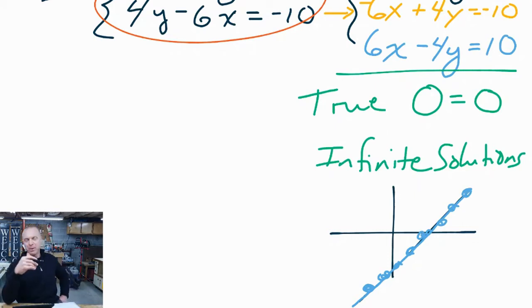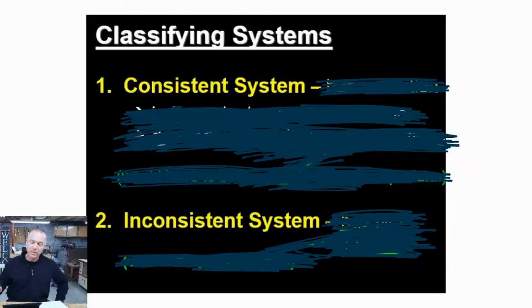I'll tell you, the last two problems we did were kind of special, and they bring up what's known as a classification system for systems. Now, the way that we classify systems is by using a couple words. They might not be words that you use with your friends, but they are words we want to use in math class. Now, we can either have a consistent system or an inconsistent system. And let's find out here.